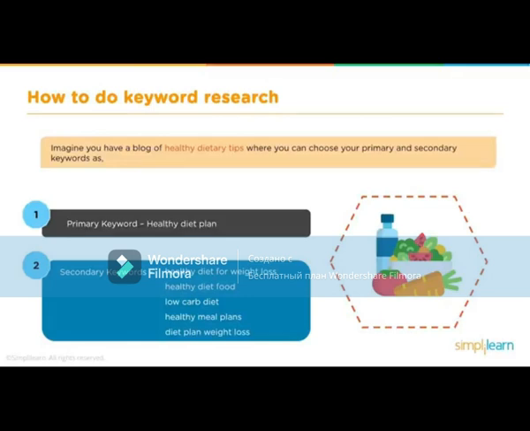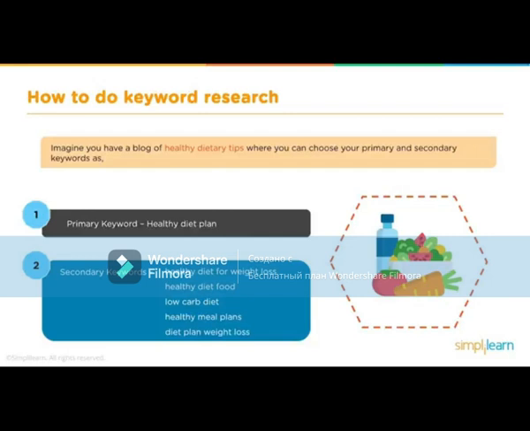Okay, so let's take a look at another example of how to use primary and secondary keywords when choosing keywords. If our primary keyword is healthy diet plan, remember, healthy diet plan is directly related to the content, so that's what we're talking about. But these secondary keywords are also related to the content and play off the primary keyword. What we want to do is go to Google's keyword planner tool and get an idea of the volume for healthy diet plan, and then also the volume and competition for some of these secondary keywords like healthy diet for weight loss, healthy diet food, low carb diet, healthy meal plans, and diet plan weight loss.